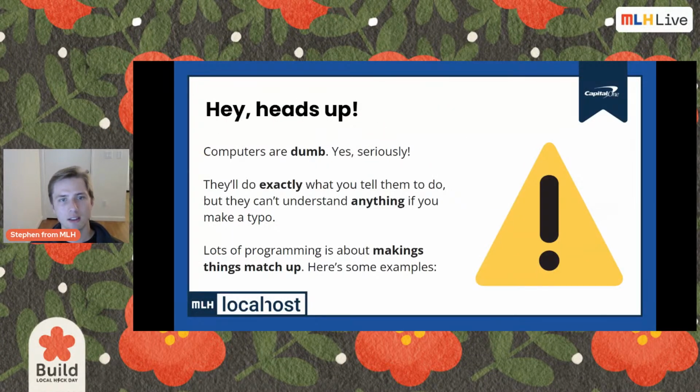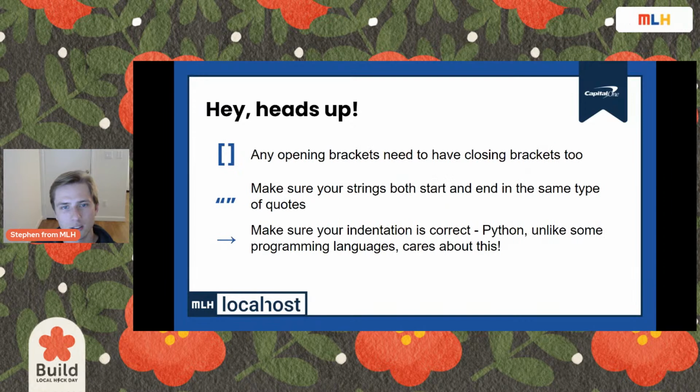And actually, this is why computers are kind of dumb in a sense, because they'll do anything you tell them to do. And if you tell them to play this way, they'll do it regardless of whether they win or not. So there's another caveat to this, which is that computers can't understand anything if you make a typo. So let's look at some examples of common typos with code.